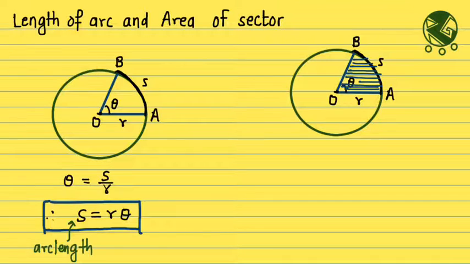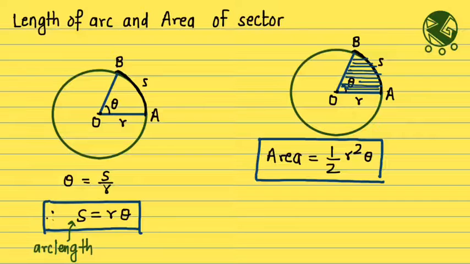Now, what about the area of the sector? That's area of the sector AOB. Here the formula is half R square theta. You can remember this formula. So both of these formulas are not new formulas. You had already studied these formulas in school in degrees. So what we have done now is we have just converted that angle and used the unit radians.